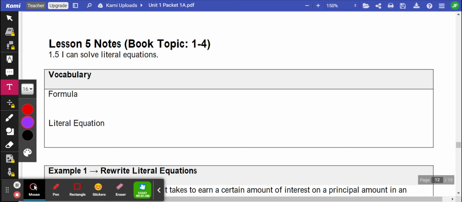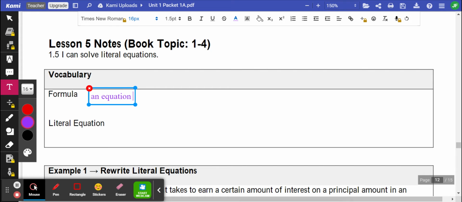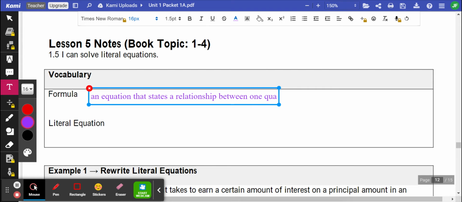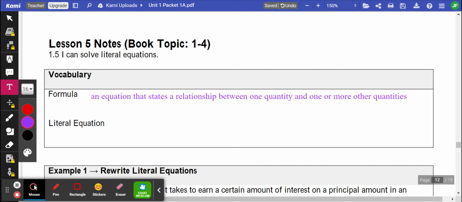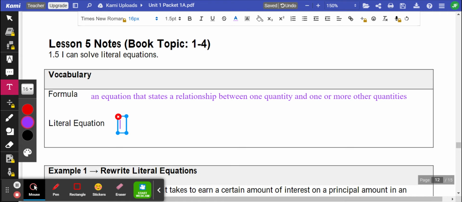So vocabulary for this one, first thing we have formula, and a formula is an equation that states a relationship between one quantity and one or more other quantities. Okay, so formulas that you're familiar with in math would be Pythagorean theorem, a squared plus b squared equals c squared. Science, distance equals rate times time, d equals rt is a common one.